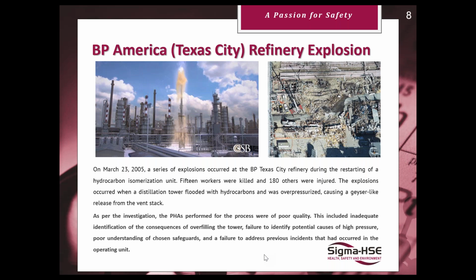And then you also find there had been 3 previous incidents in that same unit that weren't addressed in any of the revalidation PHAs that were performed for the unit. So there are items, if they had taken the time, identified, worked through the causes and what safeguards they could put in place to prevent these near miss incidents, they very likely could have avoided this catastrophic incident as well.